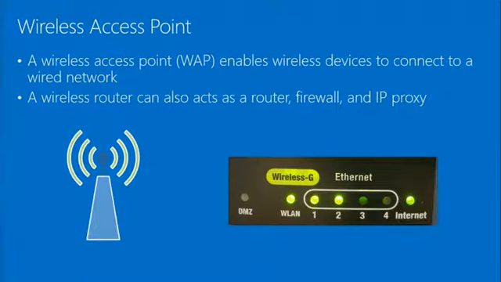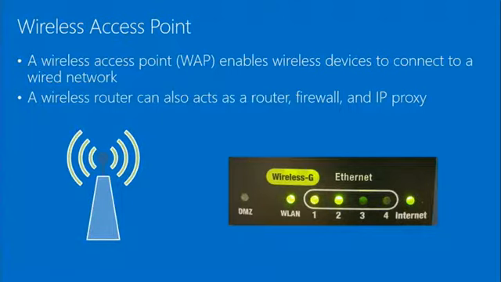Wireless access point. So again, it enables wireless devices to connect to the network. They can also act as a router, firewall, and IP proxy. So basically, we have the graphic representation for a wireless portion of the network. And here we have some lights showing the use WLAN. It's a wireless G, and we're connected to the internet.